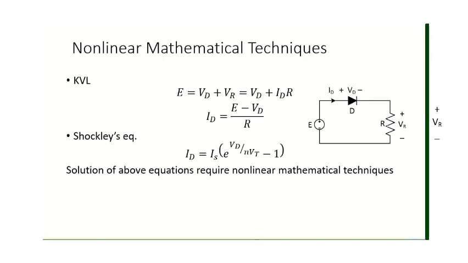From the Shockley's equation, we can also write the nonlinear equation for a current ID, which is ID is equal to IS e power VD by NVT minus 1. So we can also find out the ID current directly from the Shockley's equation.